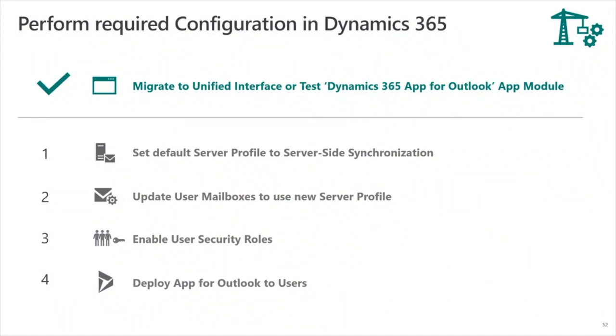So first, of course, migrate to unified interface or at least test the specific scenarios for the app for Outlook app module so that they render well in the unified interface. And then you need to set the default server profile to server-side synchronization, update the user mailboxes to use the new server profile, enable user security roles to make sure they have access to the app for Outlook, and deploy the app for Outlook to users.